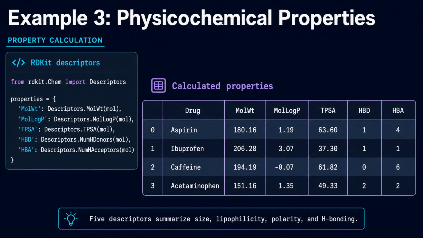Example 3 demonstrates calculating physicochemical properties. Import Descriptors from RDKit and calculate MolWt for molecular weight, MolLogP for lipophilicity, TPSA for polar surface area, NumHDonors and NumHAcceptors for hydrogen bonding, and NumRotatableBonds for flexibility. Store results in a pandas DataFrame for easy analysis.